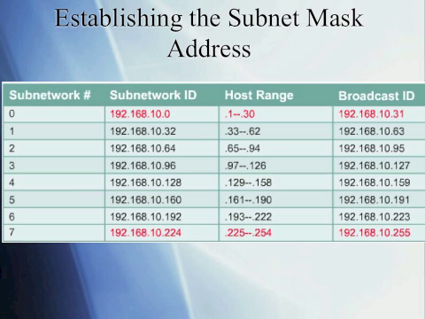So my usable IP addresses in this subnet, subnet 1, are going to be 192.168.10.33 through 192.168.10.62, because 32 is identifying my subnet ID and this is my broadcast ID.